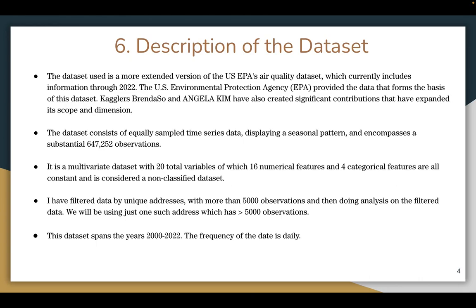The ozone AQI forecast dataset is a seasonal pattern multivariate dataset with 20 variables and 647,252 observations, in which 16 are numerical features and 4 are categorical features. I have filtered data by unique addresses having more than 5,000 observations, and I'm going to do analysis on one such address with a time span of 2000 to 2022, and the frequency of date is daily.